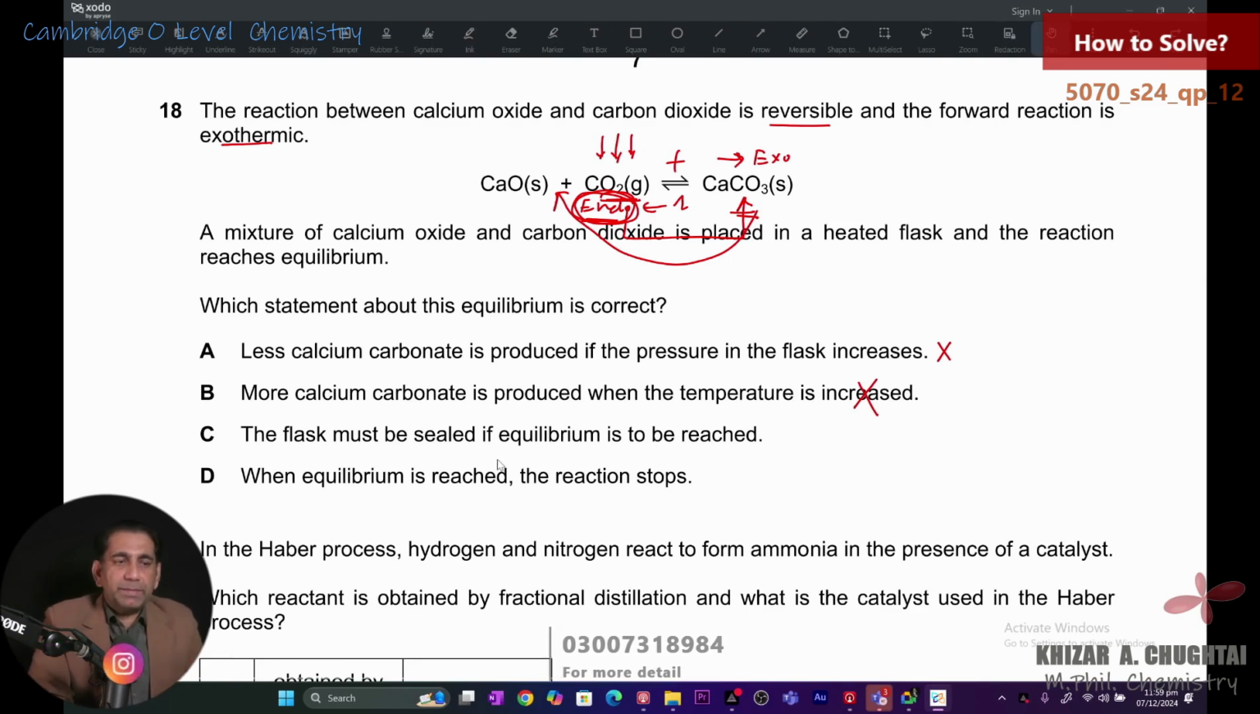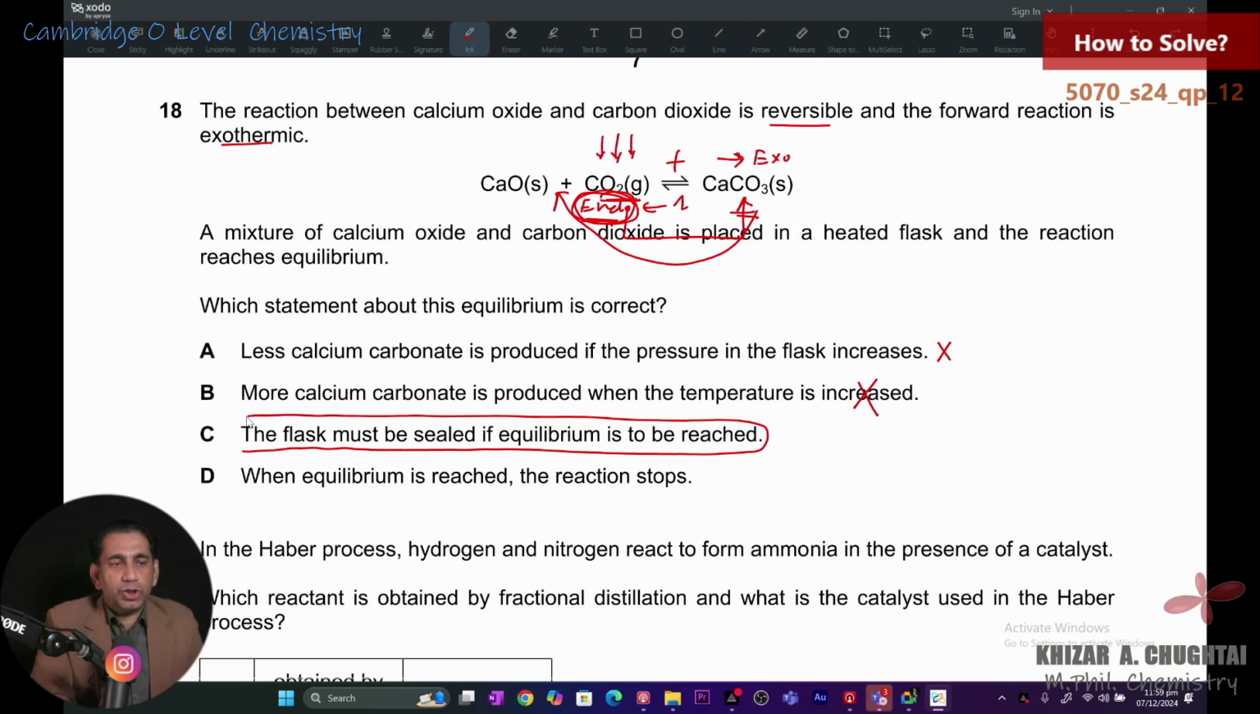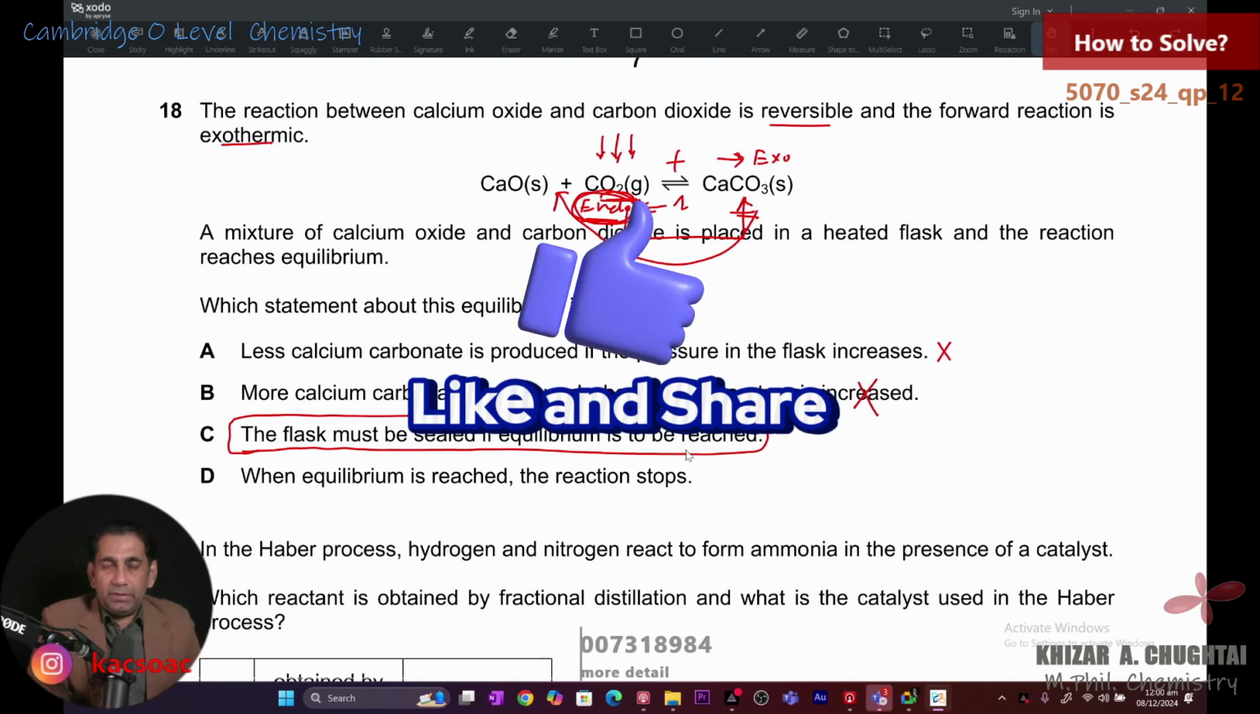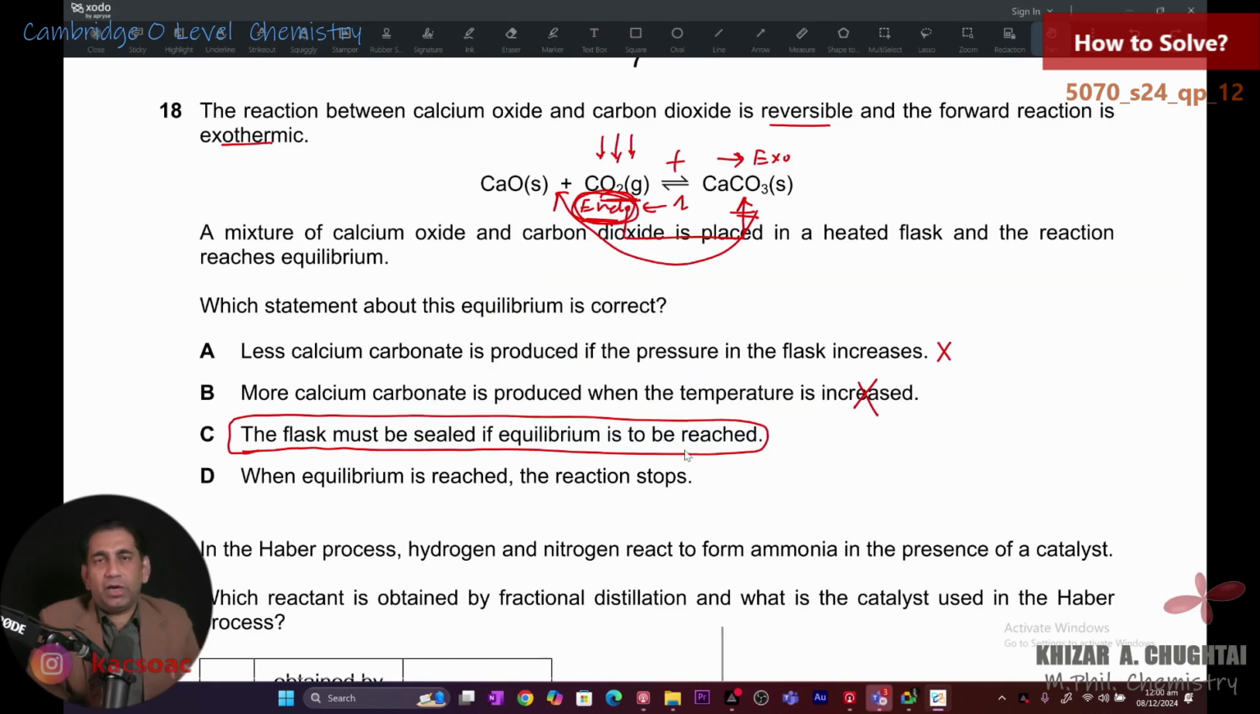C: the flask must be sealed if the equilibrium is to be reached. Yes, this is the basic primary condition for the equilibrium to be achieved. For all reversible reactions, it is necessary to carry them out in a sealed container. Then there will be the stage of dynamic equilibrium. So C is the correct option.